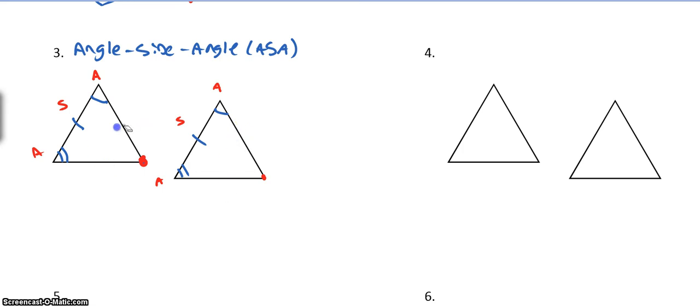And that's what it's all about: there's no possible way I could create another triangle with this angle and that side stuck in between that would be a different size. It's impossible. Alright, now our 4th one is angle, angle, side.